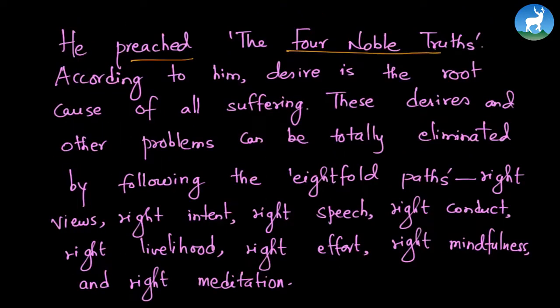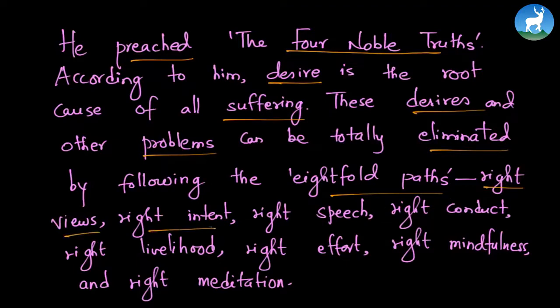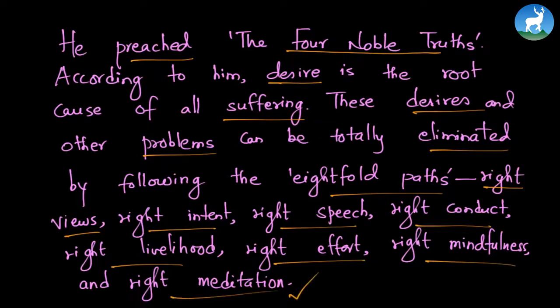He preached the Four Noble Truths. According to him, desire is the root cause of all suffering. These desires and other problems can be totally eliminated by following the Eightfold Paths: right views, right intent, right speech, right conduct, right livelihood, right effort, right mindfulness, and right meditation.